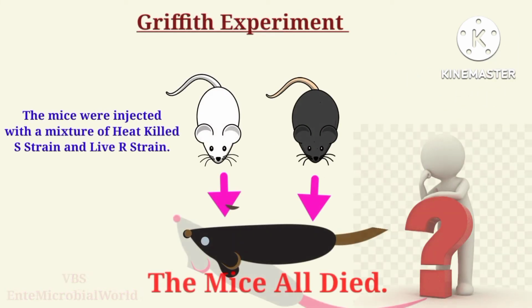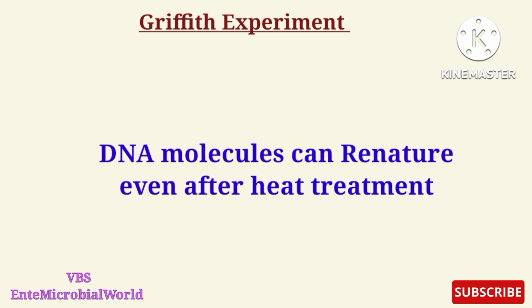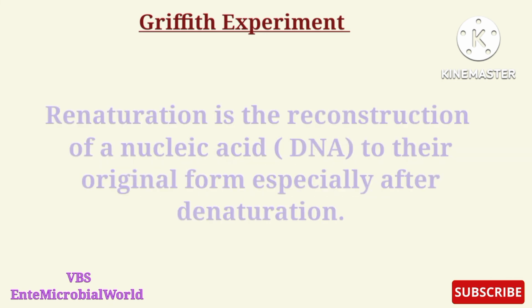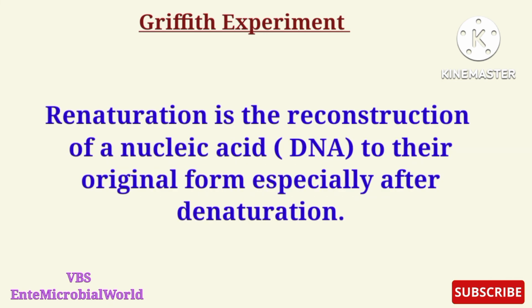While explaining the Griffith experiment, I told you Griffith used heat-killed S strain and live R strain. So you may ask me how DNA from heat-killed S strain can convert R strain into S strain. The answer is that DNA molecules can renature after heat treatment. Renaturation is the reconstruction of a nucleic acid to its original form, especially after denaturation.